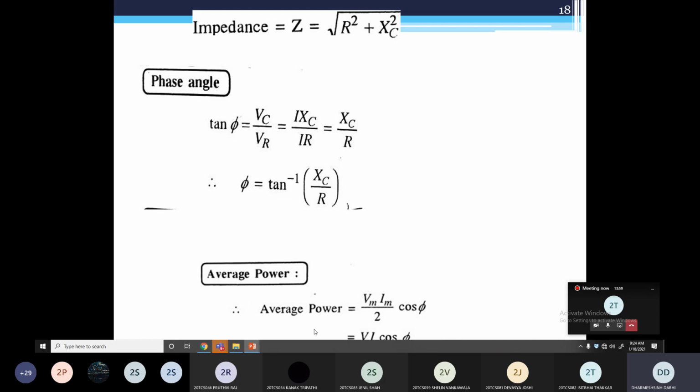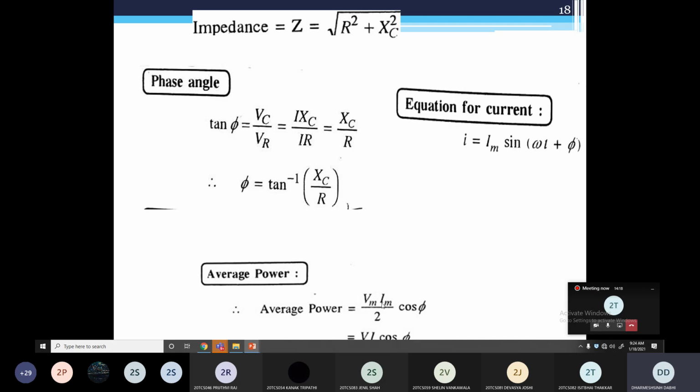The average power equation is the same as we derived in the last lectures for the series RL circuit, that is VI cos phi, or you can write VM Im by 2 cos phi. Here V and I are the RMS values, whereas VM and Im are the peak or maximum values of the voltage and current. Then the equation of current you can write as I is equal to Im sin(omega t plus phi).